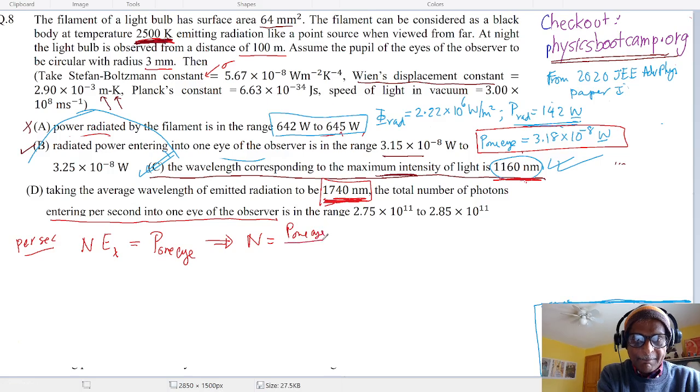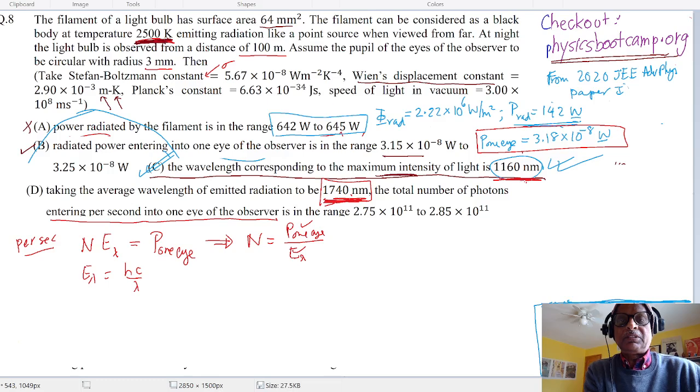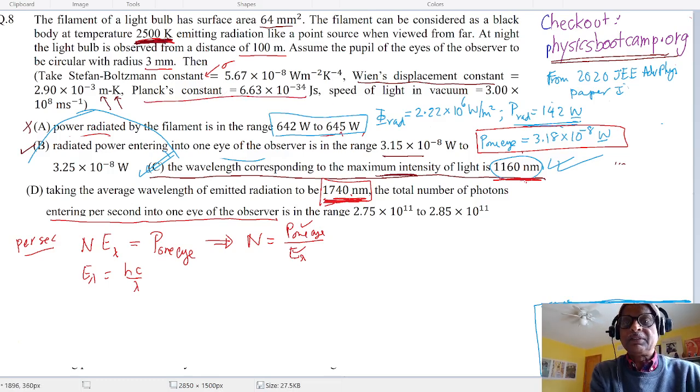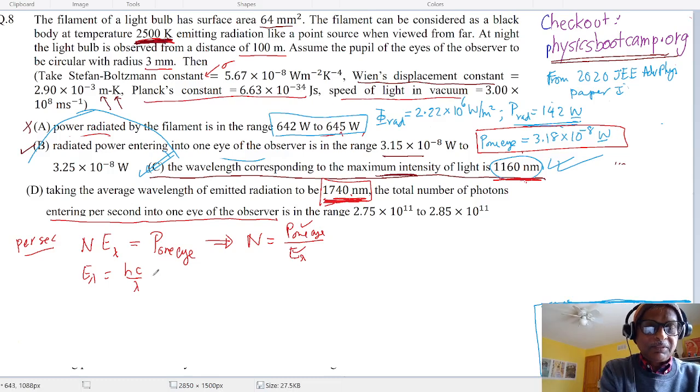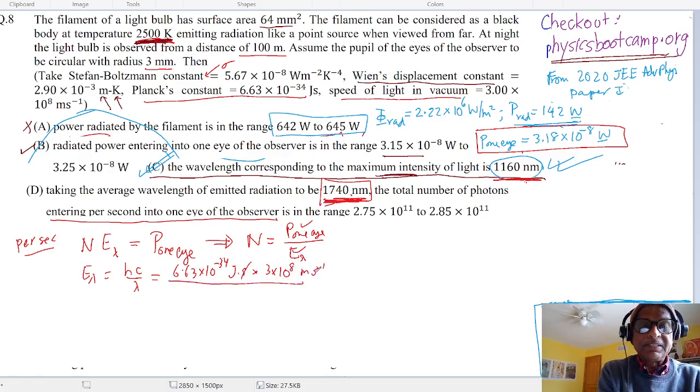P in one eye, with this lambda. So what is E for this lambda? If we know this, then divide that out, fine. It's going to be hc over lambda. And I think Planck's constant is given, and c is given. So h is 6.63 times 10 to the power minus 34 joule-seconds, and c is 3 times 10 to the power 8 meters per second. The seconds will cancel out.